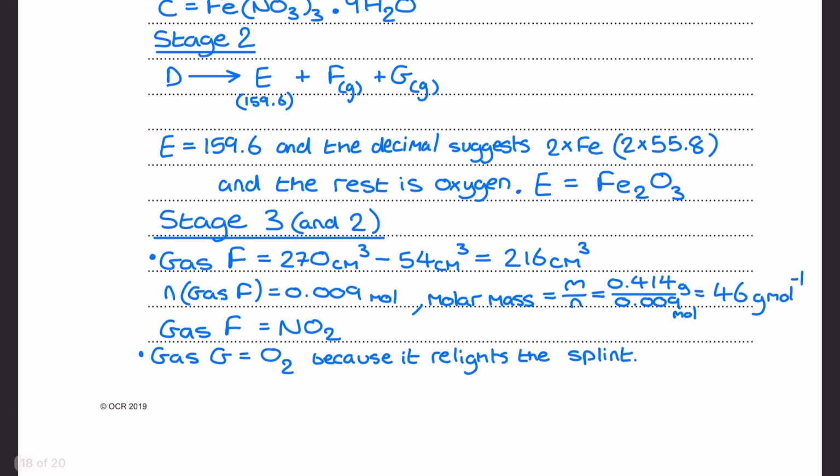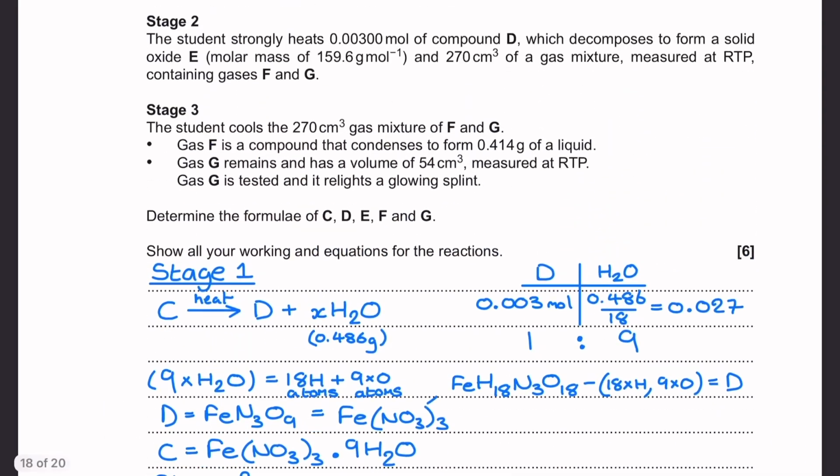Moving on to stage 3. So how do we use the information in the question to figure out what F and G are? Well, we're told that gas F is a compound which condenses to form 0.414 grams of a liquid, but I actually think that's not quite useful just yet. In order to learn more about F, I need to consider it as a gas still.